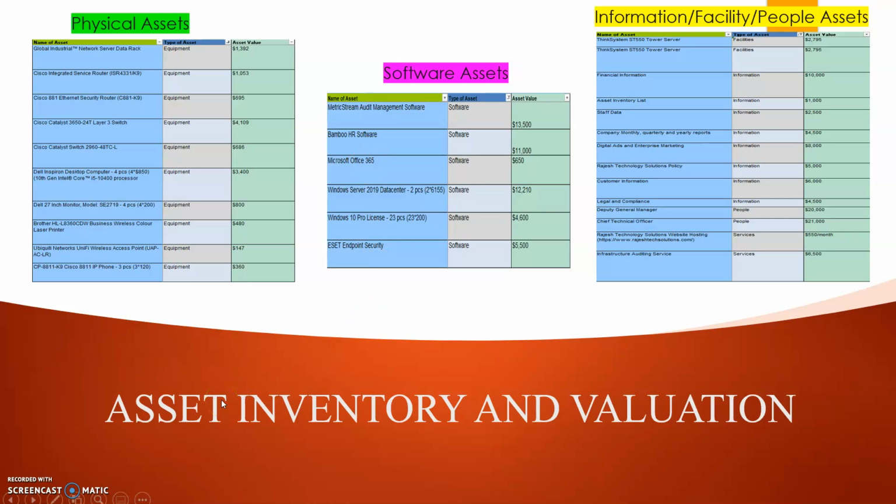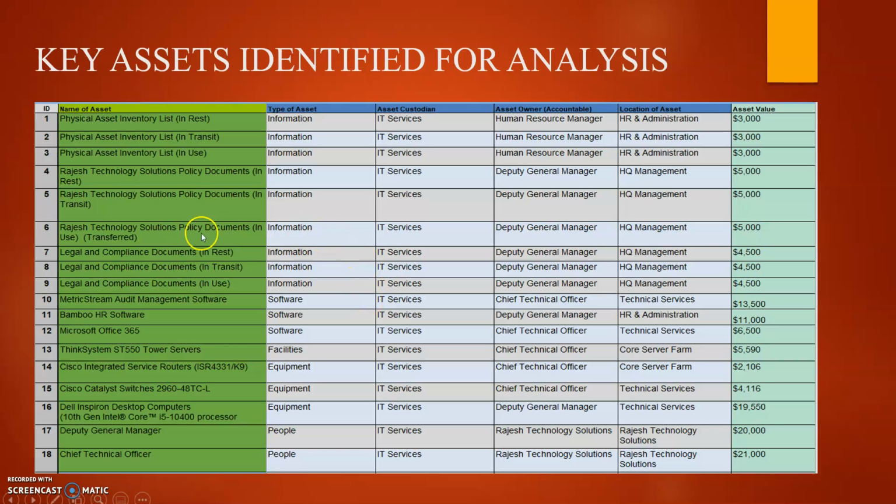Now we are looking at the asset inventory and valuation of various assets that have been identified inside Rajesh Technology Solutions. As you can see, there are various physical assets, software assets, information and facility assets, and people assets as well. All of these assets are classified on the basis of type and asset value. Moving forward, we'll further limit these assets and only focus on the critical assets that would be considered for risk analysis purposes. These are the 18 most critical assets that were identified, and they are classified on the basis of type, asset custodian, asset owner, location, and asset value.